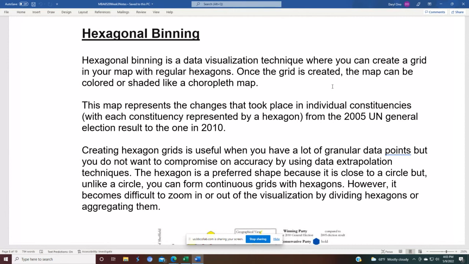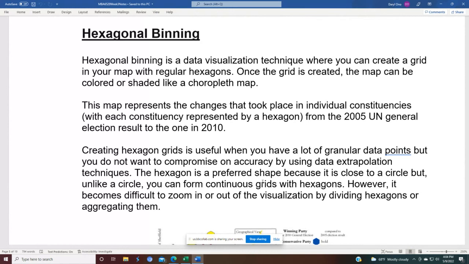So hexagonal binning is a data visualization technique where you can create a grid in your map with regular hexagons. Once the grid is created, the map can be colored or shaded like a choropleth map. This map represents the changes that took place in individual constituencies, each constituency represented by a hexagon, from the 2005 union election to the one in 2010. Creating hexagon grids is useful when you have a lot of granular or small data points, but you do not want to compromise on accuracy that use data extrapolation techniques. You don't want to guess in between.